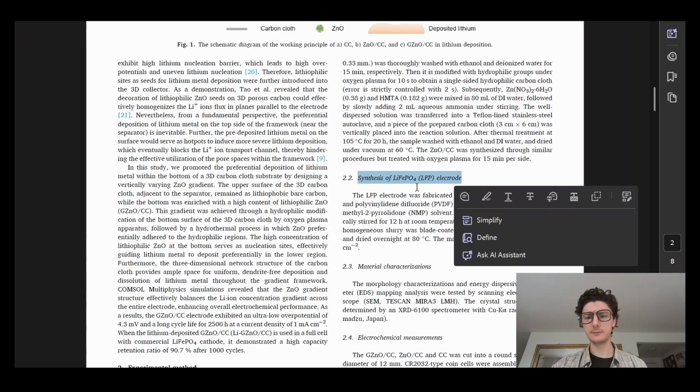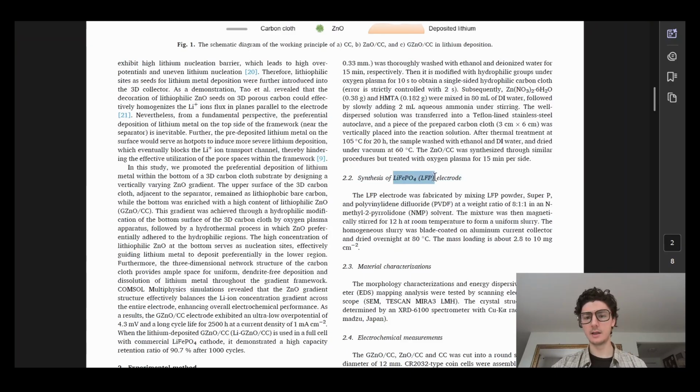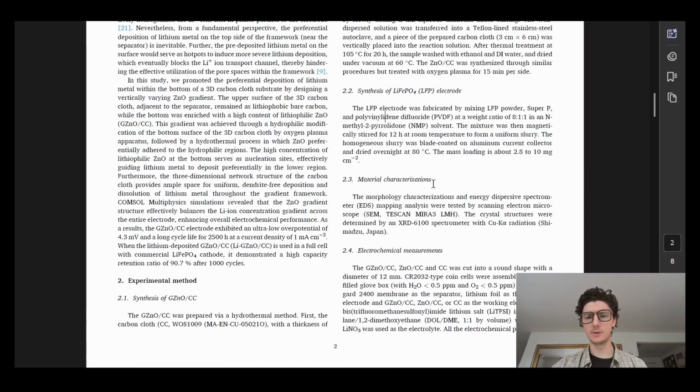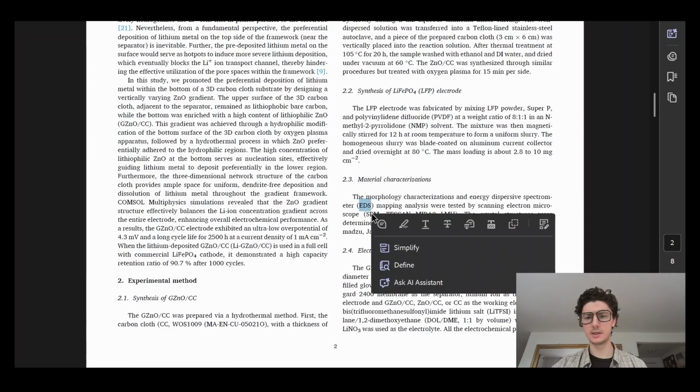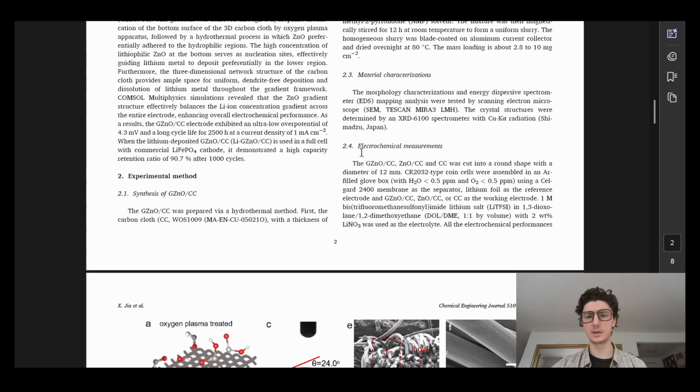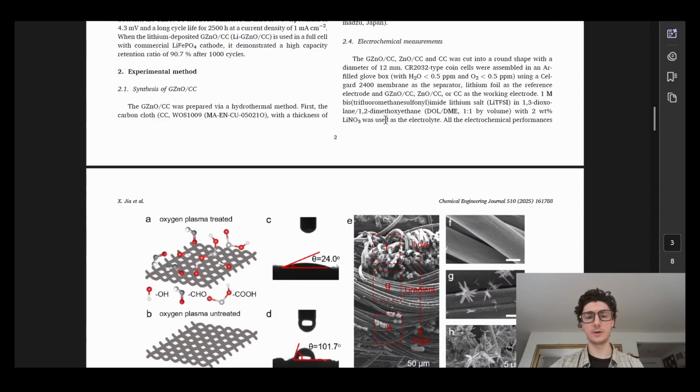Synthesis of the LFP, lithium iron phosphate electrode. So this is how they create it. Material characterization. Here they use EDS, SEM, some other characterization techniques. Electrochemical measurements. In my previous video, I read deeper into this because this is how they actually cycle the battery. This is how they create the battery and also how they cycle it.